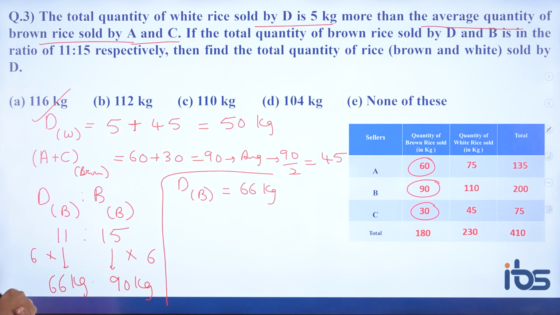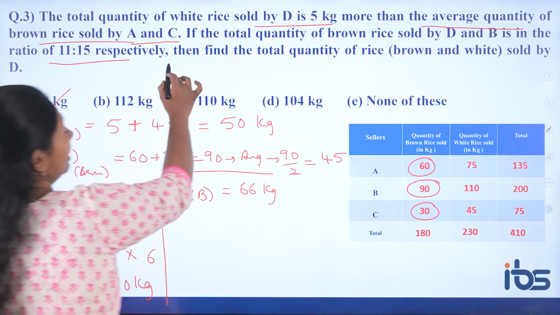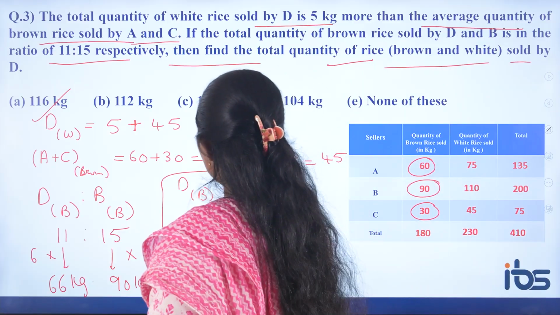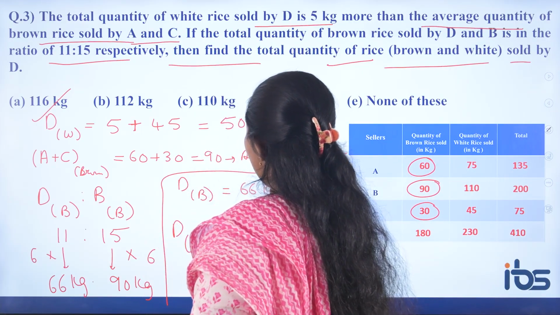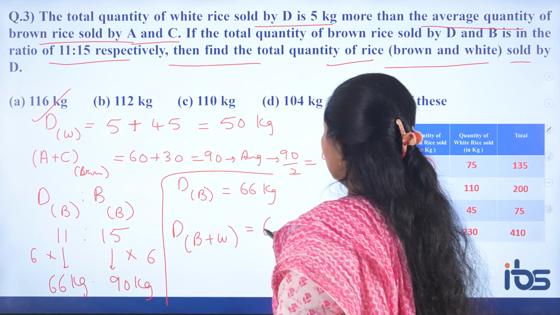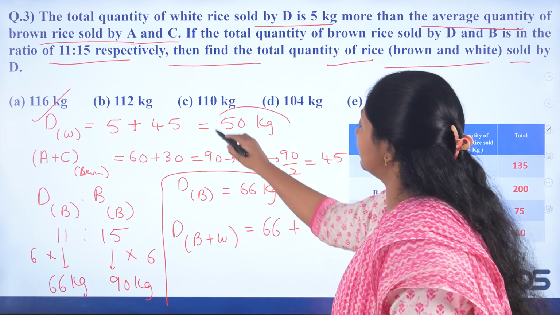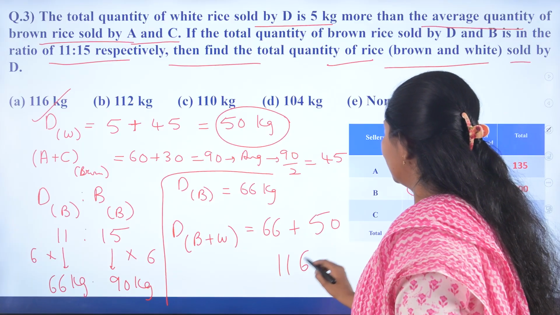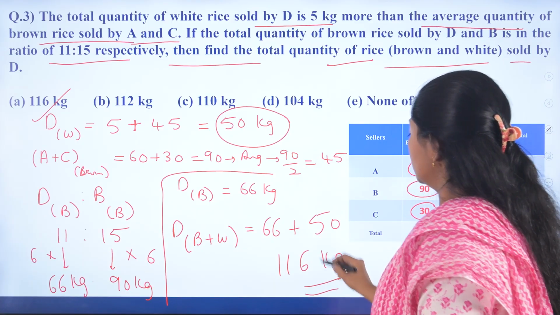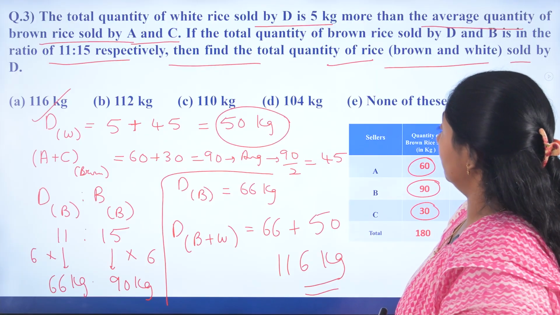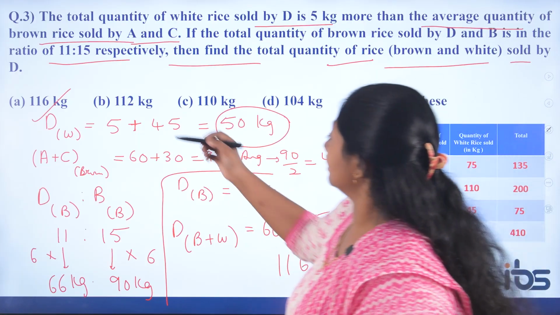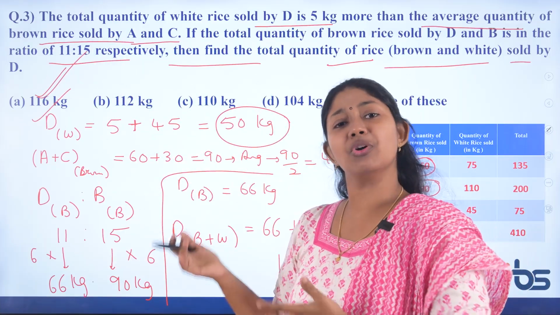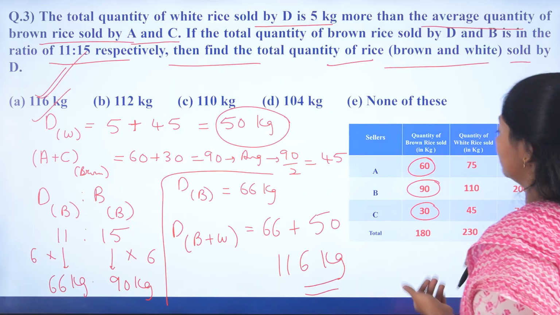Now what are they asking? Find the total quantity of rice, that is brown and white, sold by D. So D's brown plus white is nothing but 66 kg plus this 50 kg. So overall 116 kg. 6 and 6, then 6 plus 5, 11, so 116 kg, that is option A, 116 is your answer. So once you have decoded, it's very easy to solve these questions.